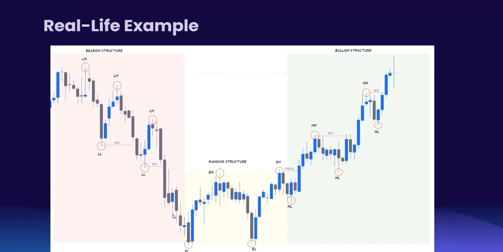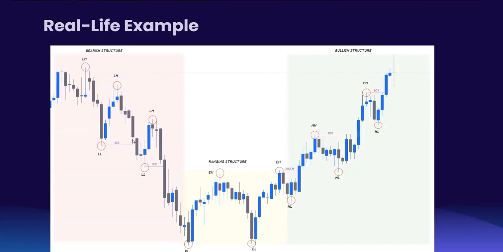Then price comes to this range. Price forms this low, forms a high, then forms a low which is equal to this low. So we have equal lows right here, and we know we are in a range. Then price forms this high right here, which is an equal high to this. So again, we know we are in a range. But then price forms this higher low, which is higher than this low, and breaks structure to the upside.